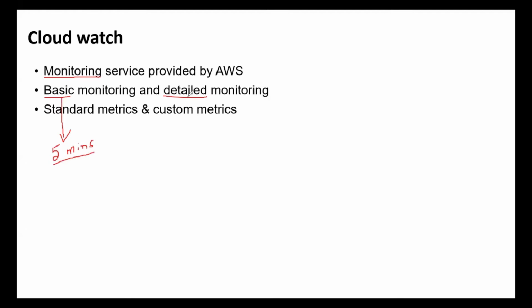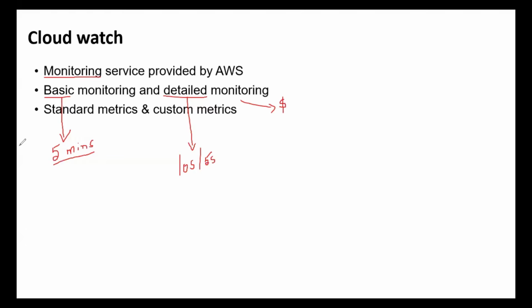But if you want more granular monitoring for any metric, for example, if I want to monitor a particular metric every 10 seconds or every 5 seconds, in that case we can go ahead and enable detailed monitoring. That is the primary difference between CloudWatch basic monitoring and detailed monitoring. Detailed monitoring is going to incur some charges, since it's polling the metrics at a much more granular level.